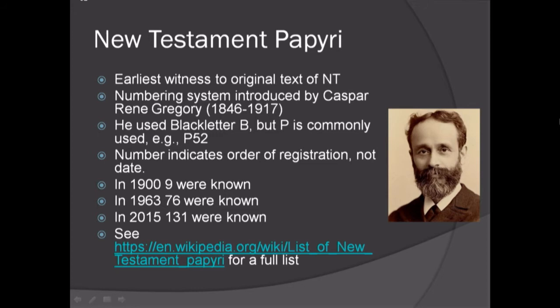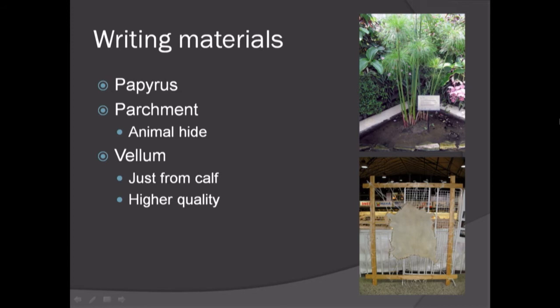Writing materials. The original manuscripts were written on papyrus. On the right, there is a picture of a papyrus plant. Papyrus was invented by the Egyptians around 2,000 years earlier. Later on, they used parchment, so that's the bottom right. So that was just animal hide. And there's also references to vellum. So vellum's just super parchment. So they only used the hide from a calf, and they treated it in special ways. It was a higher quality and more expensive.